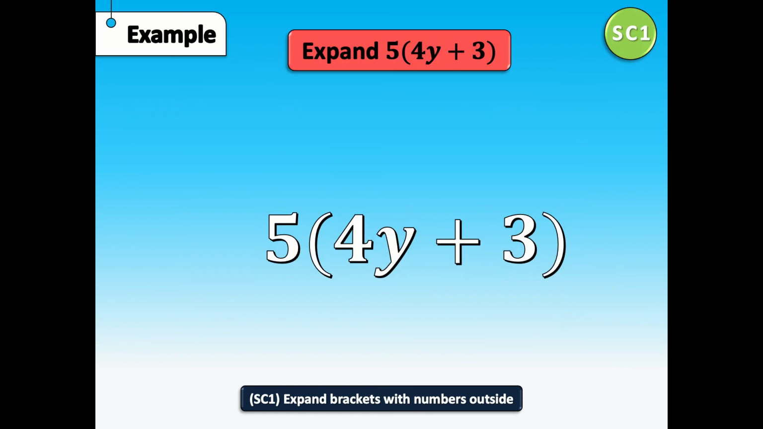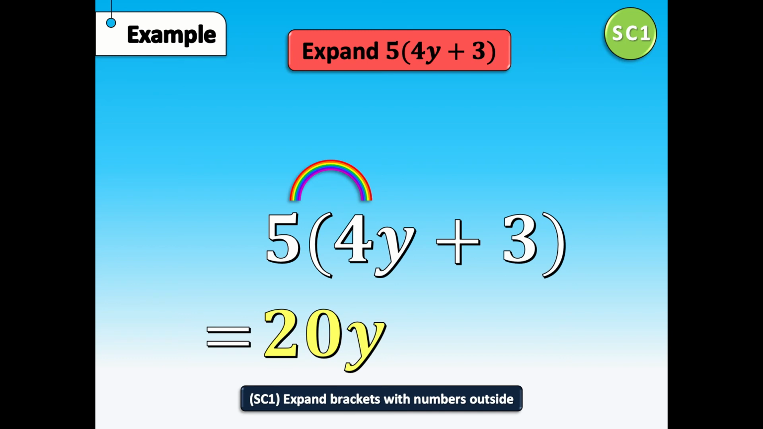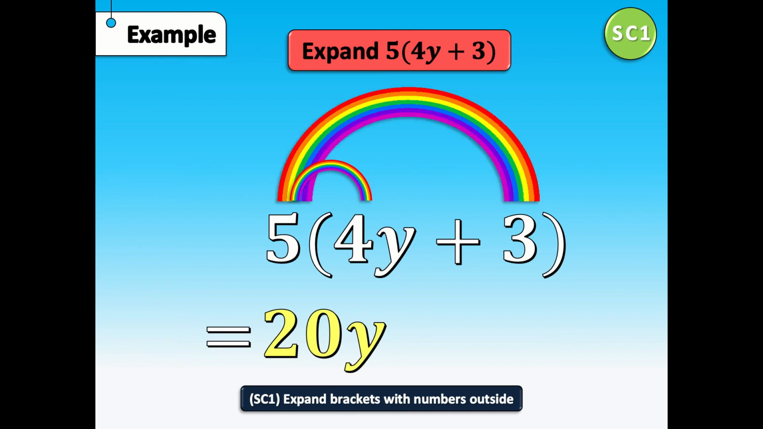So we want to expand 5 brackets 4y plus 3. So that means we need to times 4y plus 3 by 5. So we start by timesing 5 by 4y plus 3. So 5 times 4y is 20y, and 5 times 3 is 15. So that's our answer.